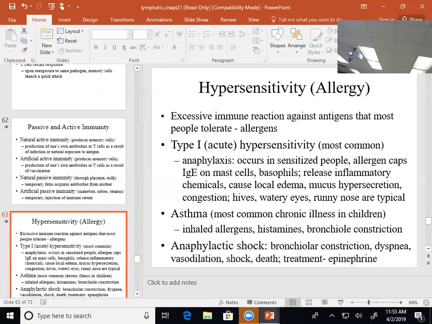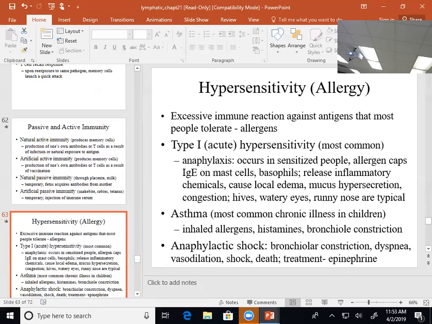So does that make sense? Two different types of protection. Active, you're making your own, either naturally or artificially, and passive that you get naturally from your mom or artificially through immunoglobulin shots. How do y'all feel about this?